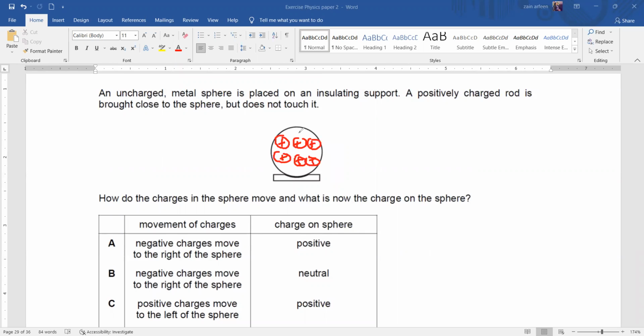because it's a metal sphere. Metal consists of a lattice of positive ions, and the delocalized electrons or free electrons will be there, and they are distributed evenly. But what will happen if you bring a positively charged rod?